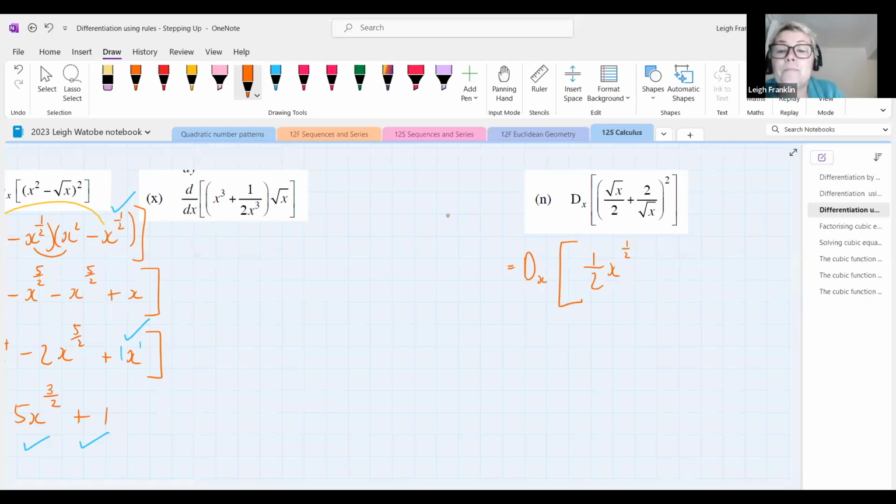Plus 2x to the power of negative half. Oh, okay, ma'am. Okay. Katleho, why is it negative half and not positive half? The x was the denominator, ma'am, not the numerator. Good. Well done. Okay, that's perfect.